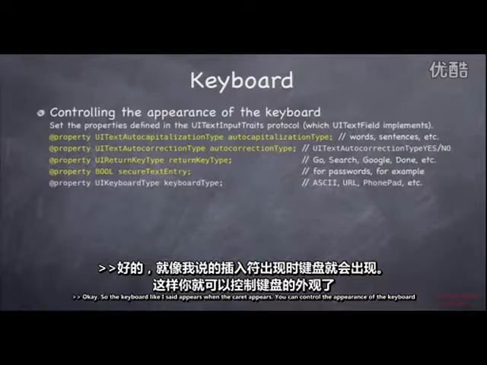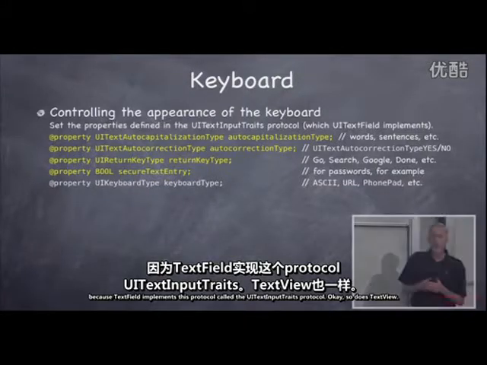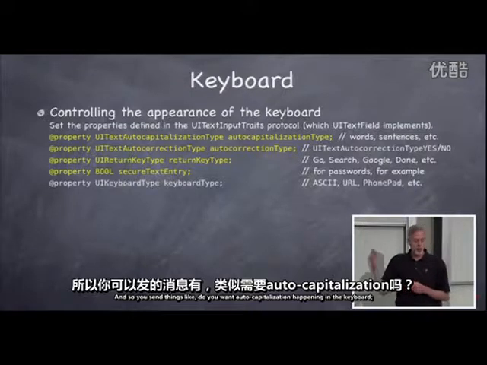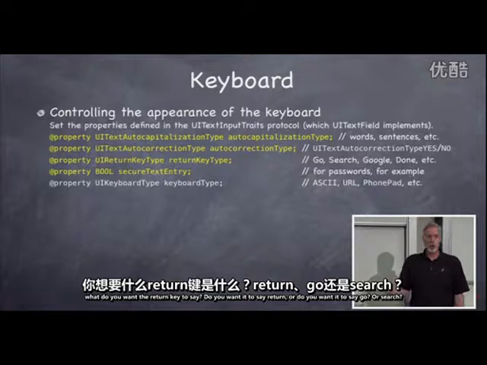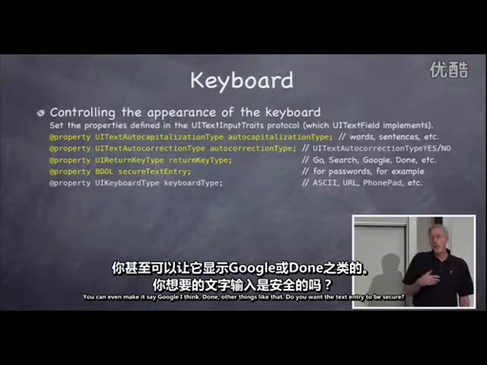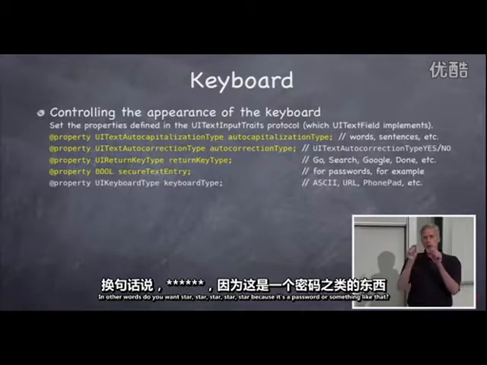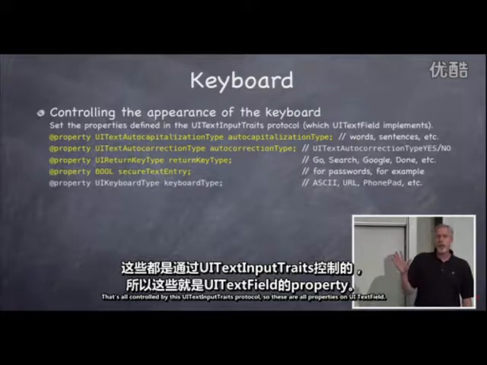So the keyboard, like I say, appears when the caret appears. You can control the appearance of the keyboard because text field implements this protocol called the UITextInputTraits protocol. So does text view. And so you set things like, do you want auto capitalization happening in the keyboard? What do you want the return key to say? Do you want it to say return, or do you want it to say go or search? You can even make it say Google, I think, done, other things like that. Do you want the text entry to be secure? In other words, you want star, star, star, star, star, because it's a password or something like that. That's all controlled by this UITextInputTraits protocol.